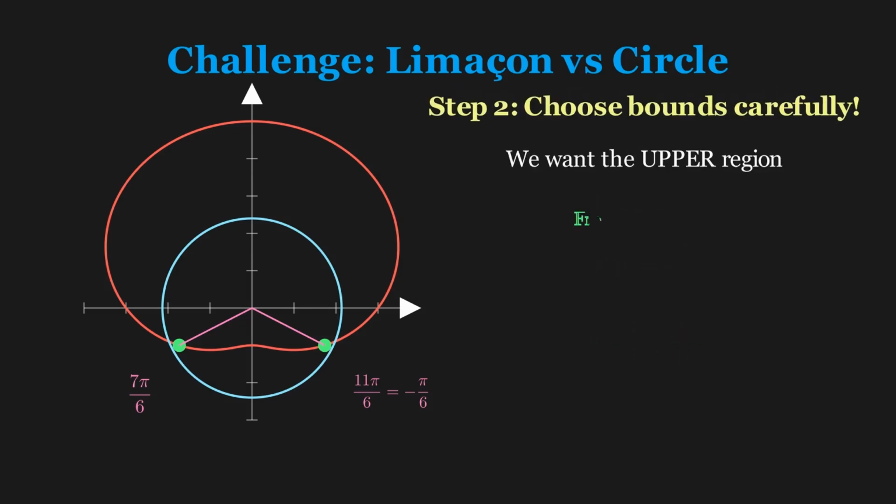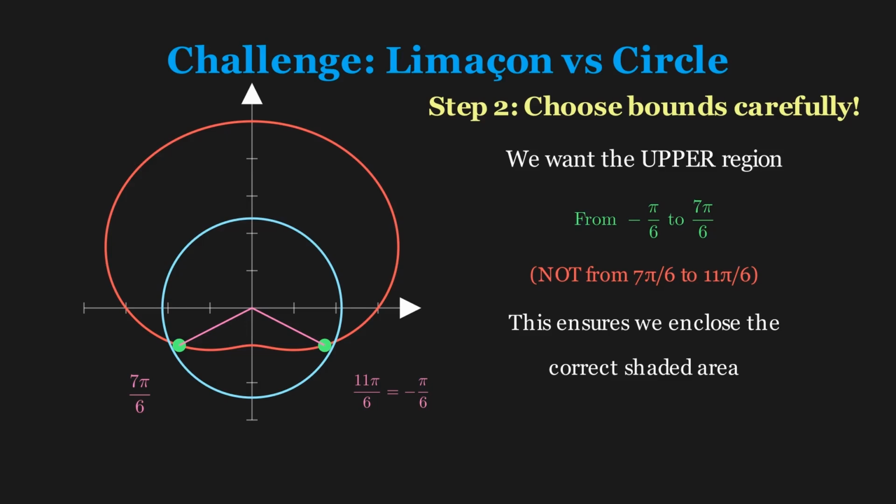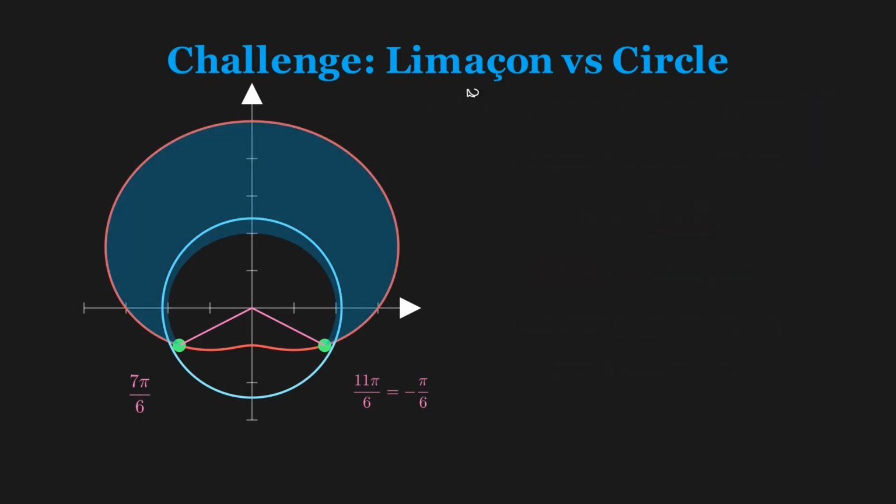Here's something important. We want to find the upper region, so we need to choose our bounds carefully. We should integrate from -pi over 6 to 7 pi over 6. This ensures we enclose the correct shaded area. If we used 7 pi over 6 to 11 pi over 6, we would get the bottom region instead. Now we apply our formula.